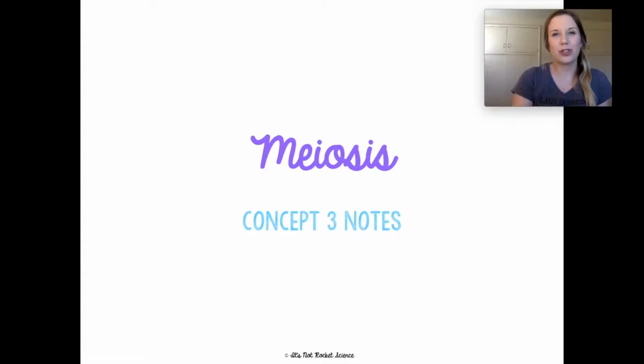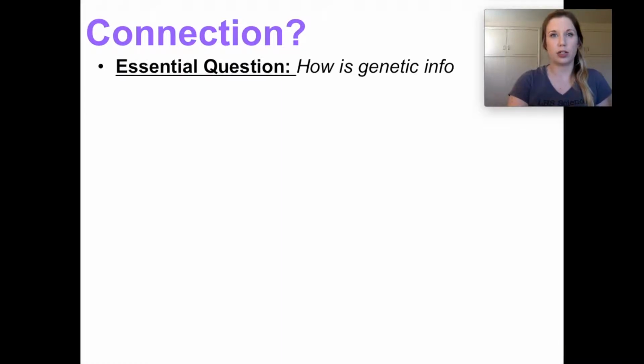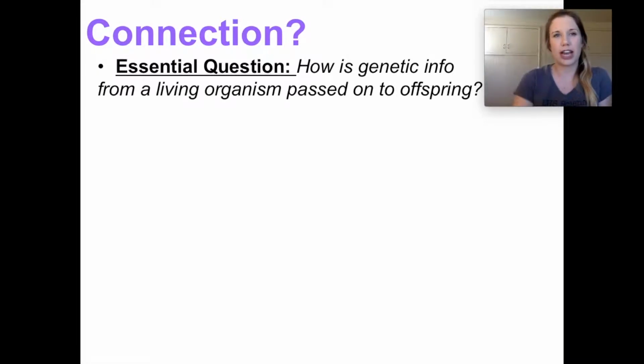All right, welcome to Unit 4, Concept 3, Notes on Meiosis. Before we actually get into it, I want to talk about the connection between the three concepts in this unit. This unit, Unit 4, Genetics, the essential question we're trying to answer is: how is genetic information from a living organism passed on to its offspring?